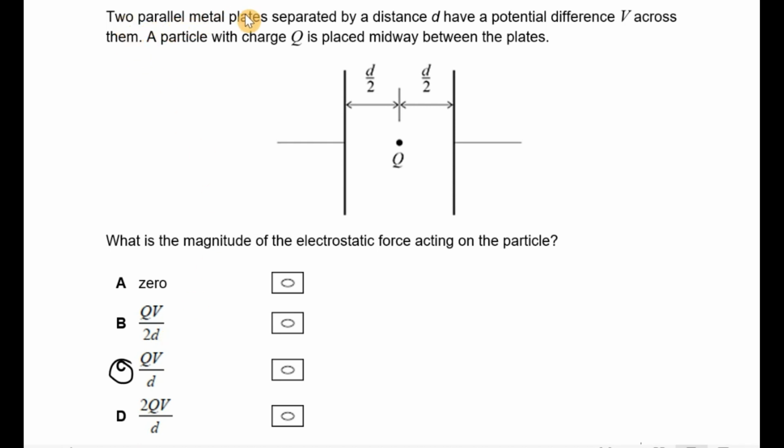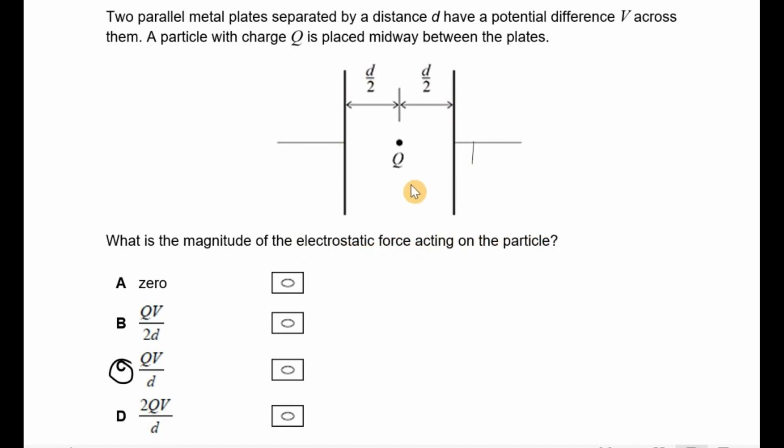So two parallel metal plates, there they are, 1, 2, are separated by a distance d and have a potential difference V across them. A particle with charge q is placed midway between the plates. What is the magnitude of the electrostatic force acting on the particle?